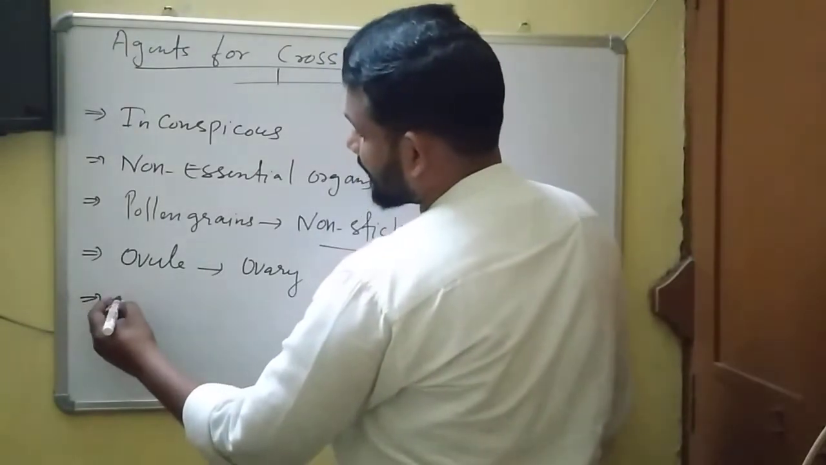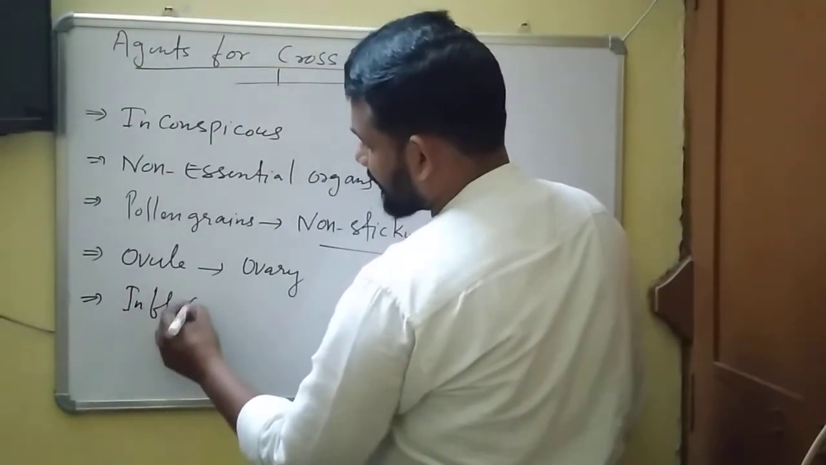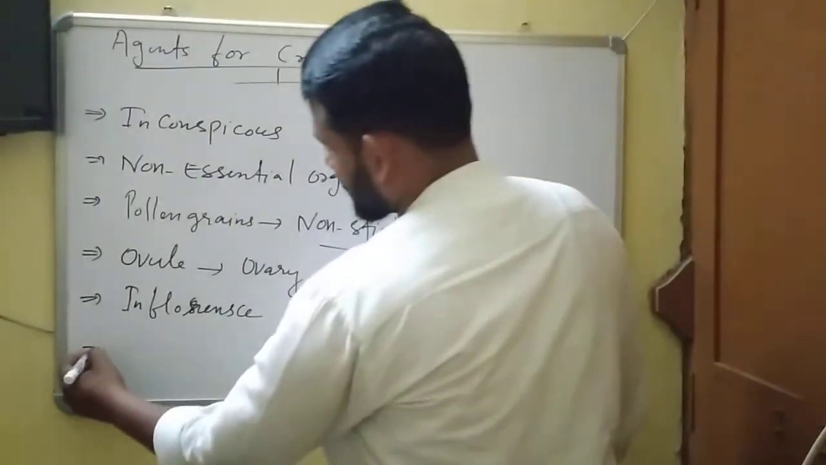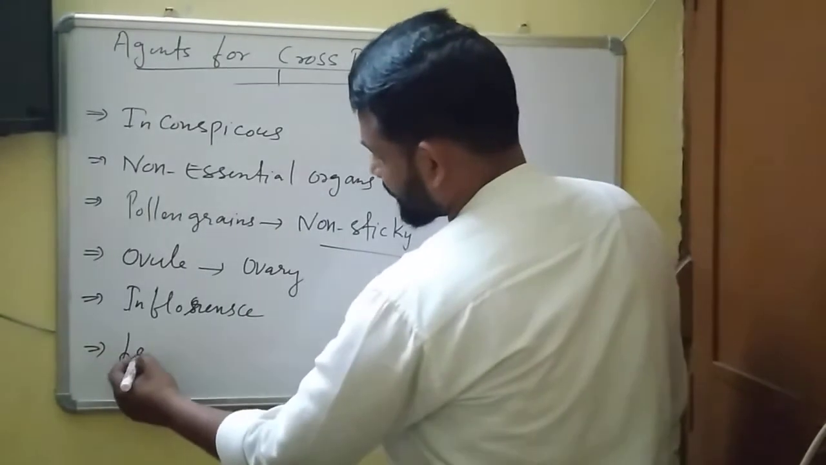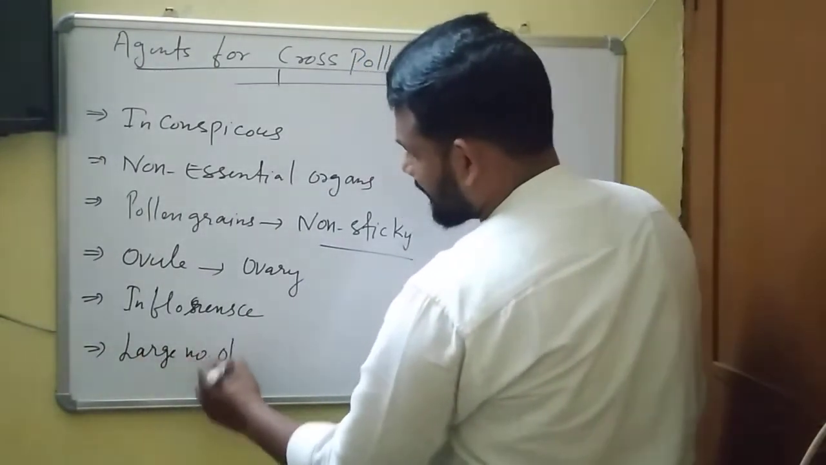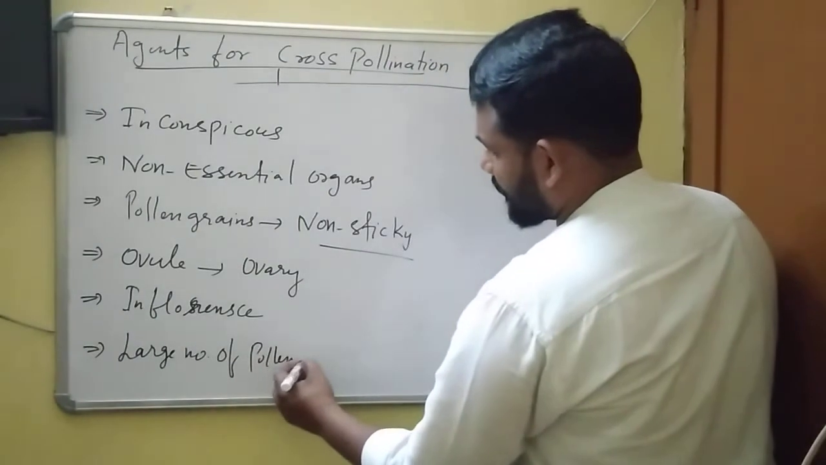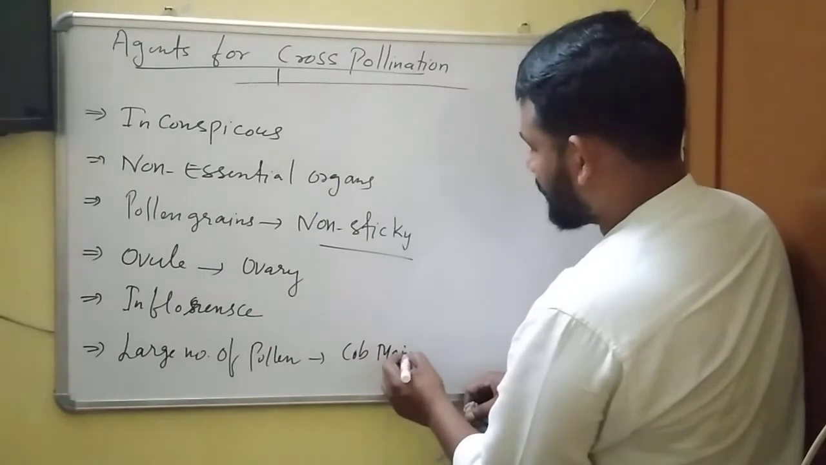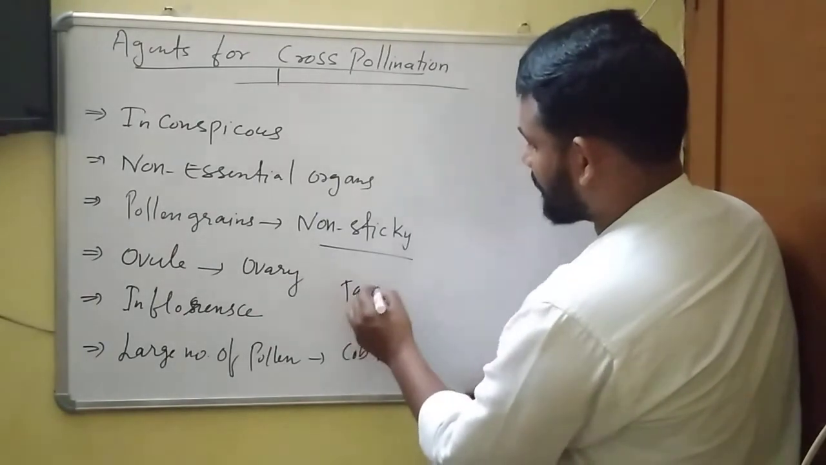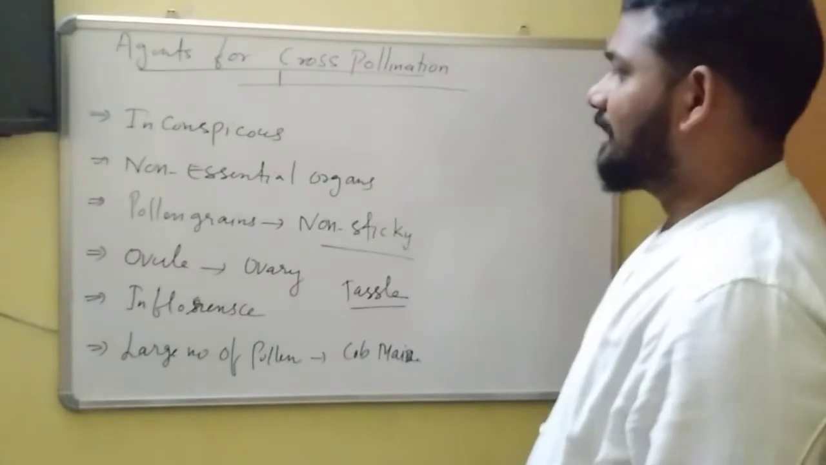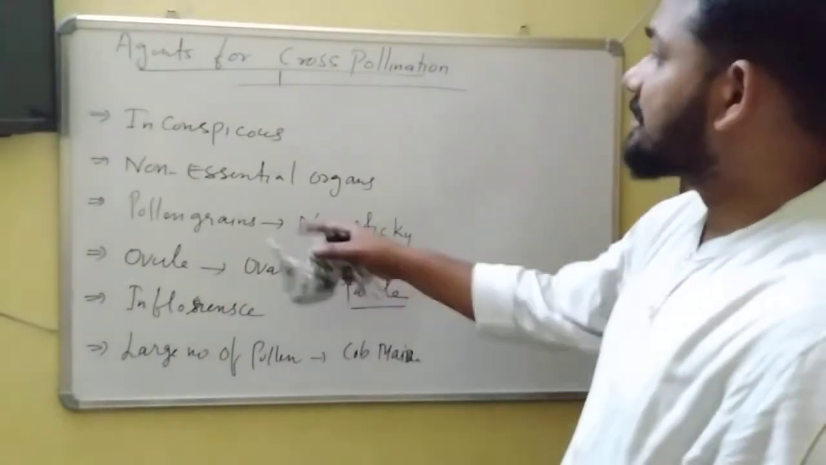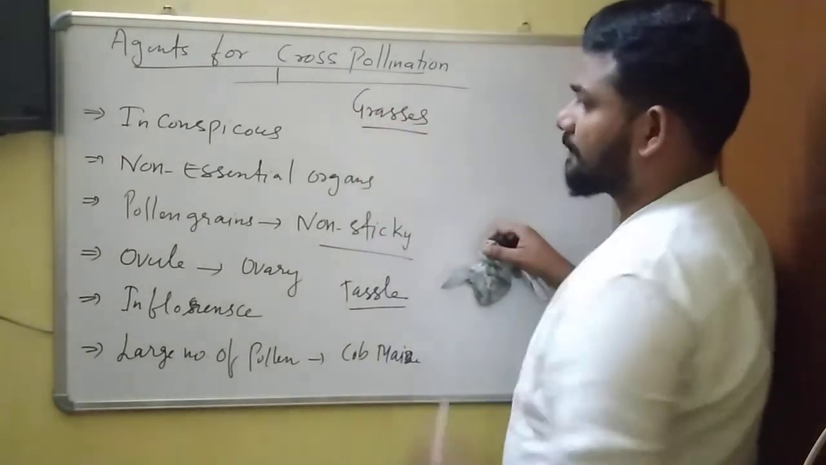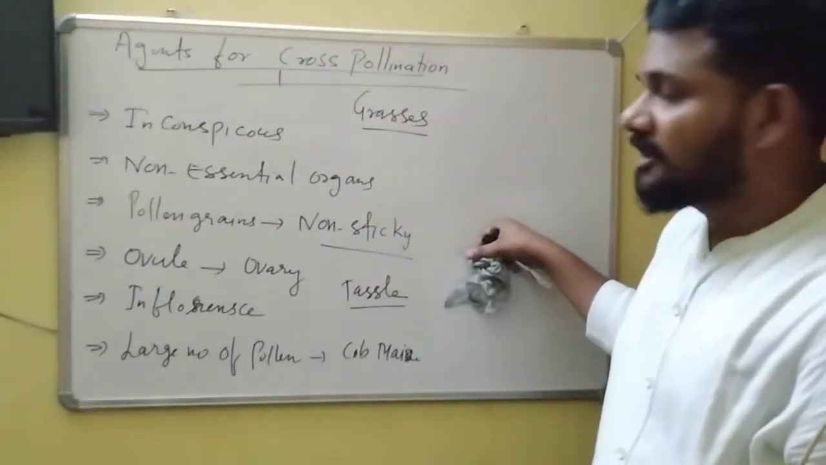And flowers are aggregated into inflorescence. And flowers produce a large number of pollen grains. If you observe the cob of maize, or the tassel of maize, it produces a large number of pollen grains. And this type of pollen grains can usually be seen in grasses. Grasses में इस तरह pollen grains observe कर सकते.